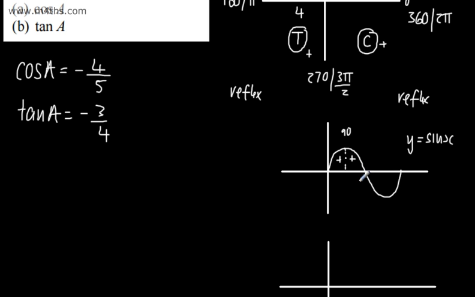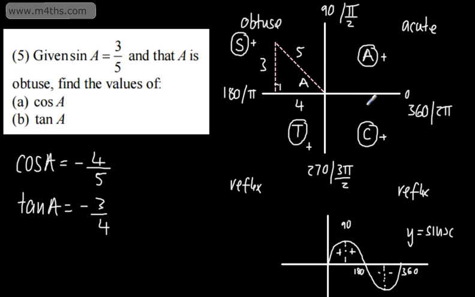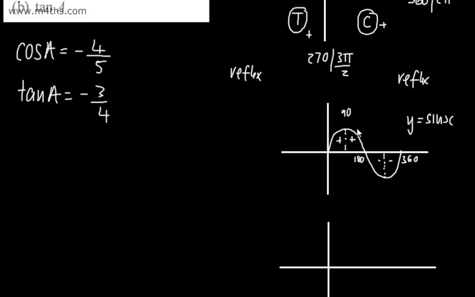If we look here, and remember this point is 180 and this point is 360, we can see that in these two quadrants it's negative and negative, and that's where this comes from. Positive, positive, negative, negative for sine.